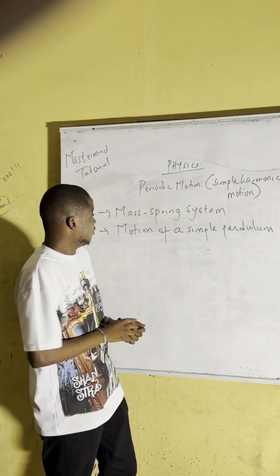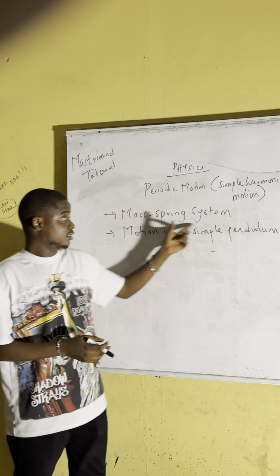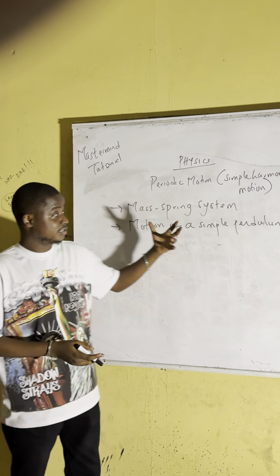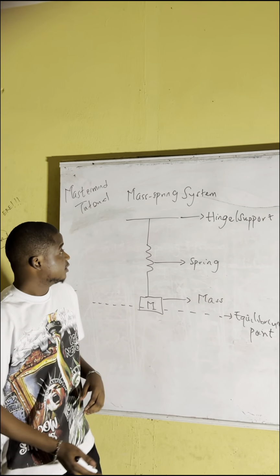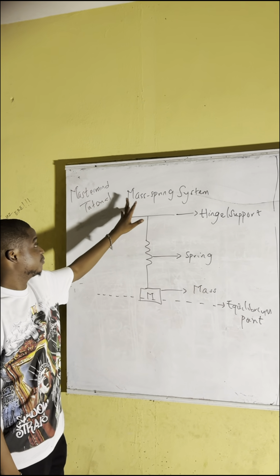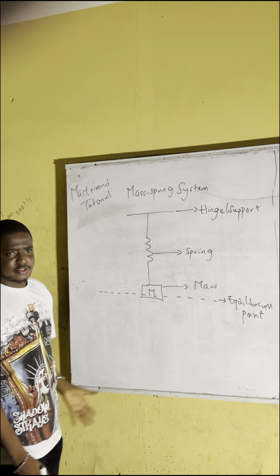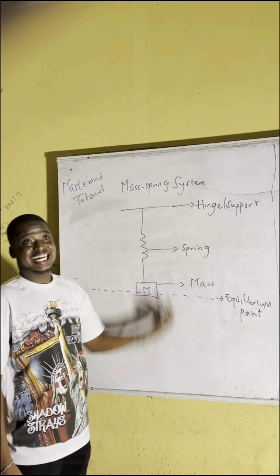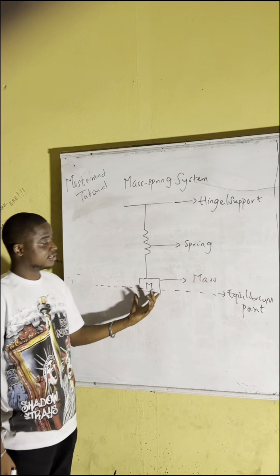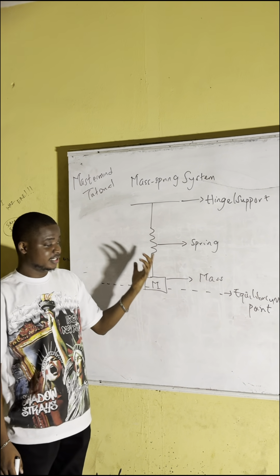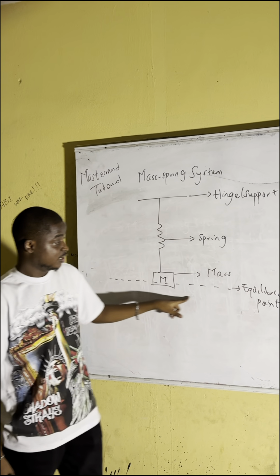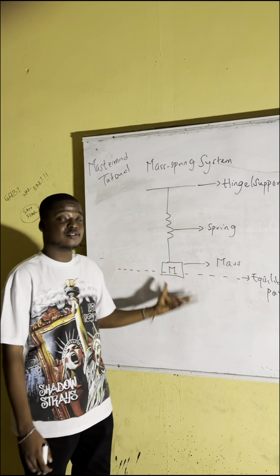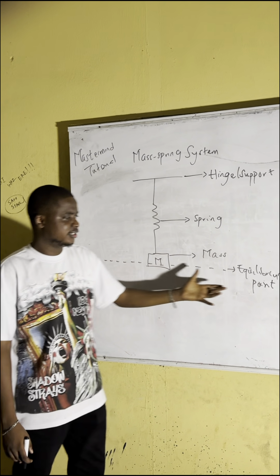Now, in this video, we just focus on some important terms, and this is just an introduction to oscillatory motion. Some important terms in the mass spring system. So, alright, this is a diagram of the mass spring system. Let me just quickly explain what we have here. We have the hinge, like a wall or a support, where the spring is hung. And this is the spring, and this is the mass that is attached to the spring. And this shaded dotted line you see here shows the equilibrium point, where the mass will come to rest.